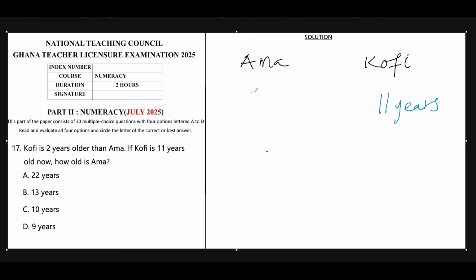So that gives us 9 years. Comparing 9 and 11, we see that 11 is 2 more than 9. In other words, Kofi is 2 years older than Amma. The right answer is option D.